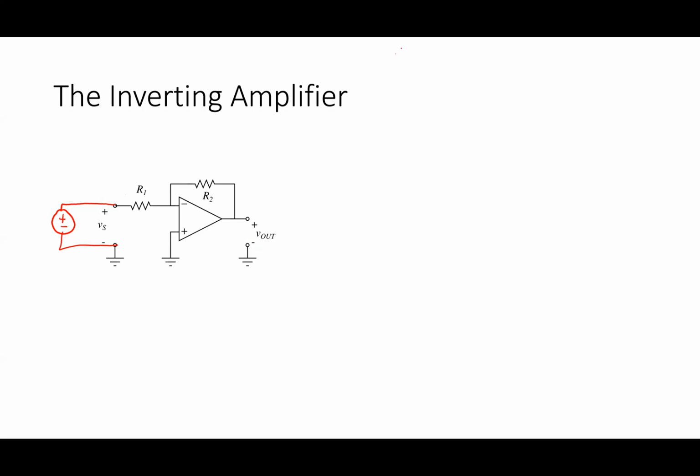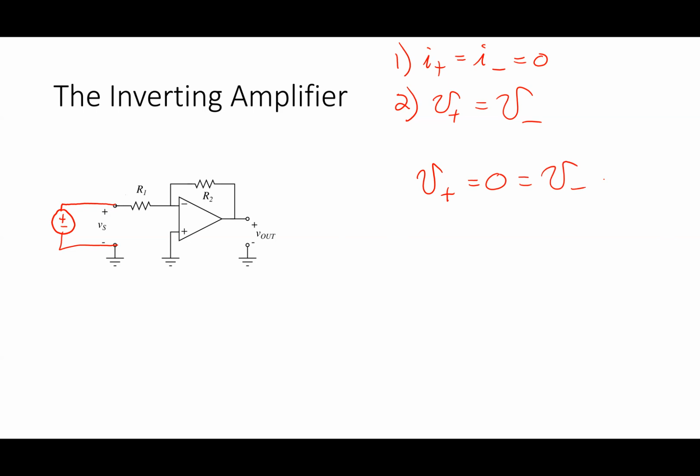Well, I start with the golden rules. One is that I plus equals I minus equals 0. The other one is V plus equals V minus. Usually at that point I look at the circuit, and one of those two things I can usually tell from looking at it. In this case, V plus is 0. So from the circuit, I can see that V plus equals 0, which tells me that that's equal to V minus.